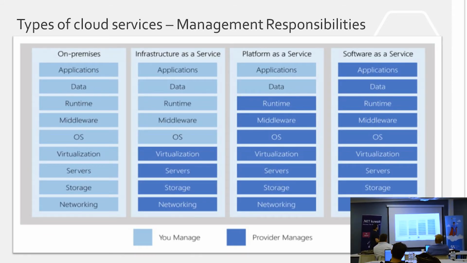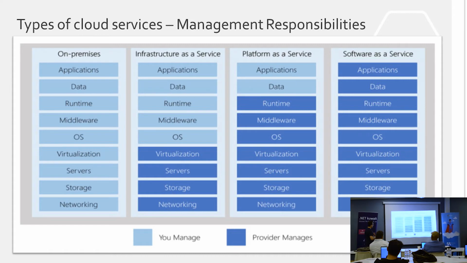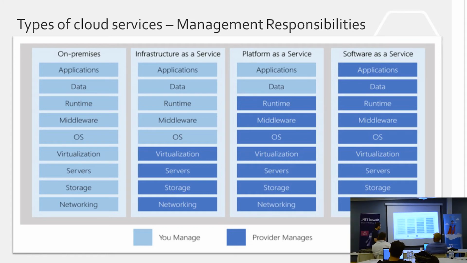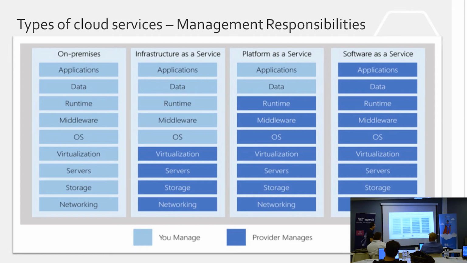This is explaining the difference. On-premise, you are managing the whole stack. But with infrastructure as a service, as I said, the virtualization, server, storage, and network are managed by the provider, and you are managing from the OS and up. For the PaaS, up to the runtime, it's managed by the provider. So if there is a patch on the platform itself or the runtime, like a new patch for .NET, they will do it. There is no need for you to do it, and you are managing the data and the application.